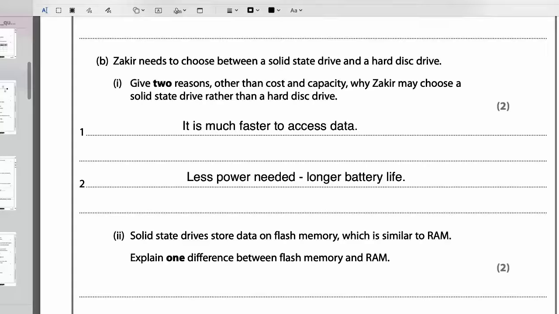Less power is needed because it doesn't have any moving components which are going to use power to get it up to speed and keep it at 7,200 RPM. The solid-state drive has none of that, so it's going to use less battery.